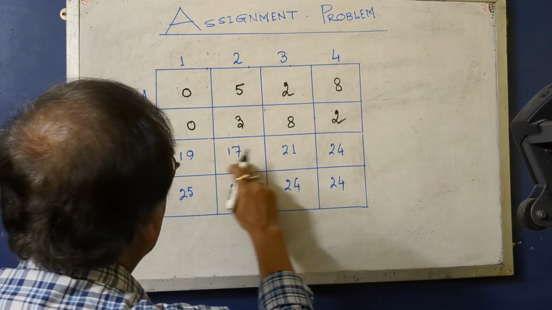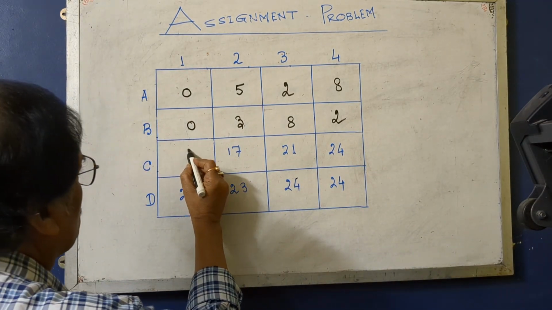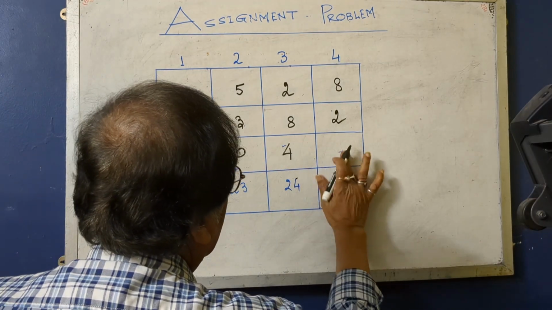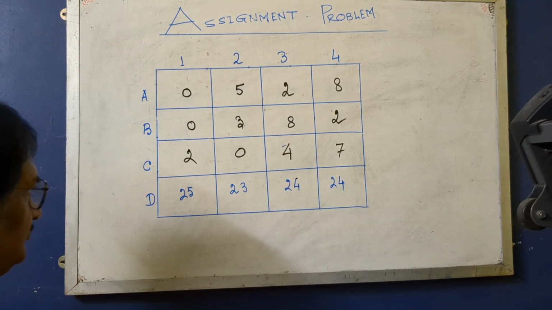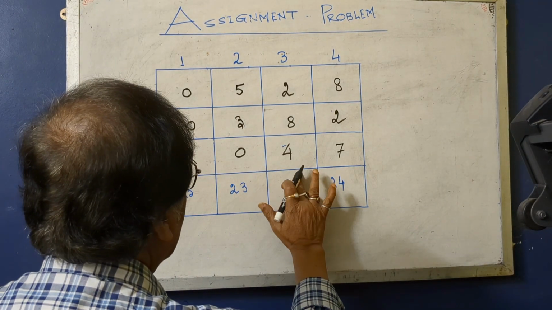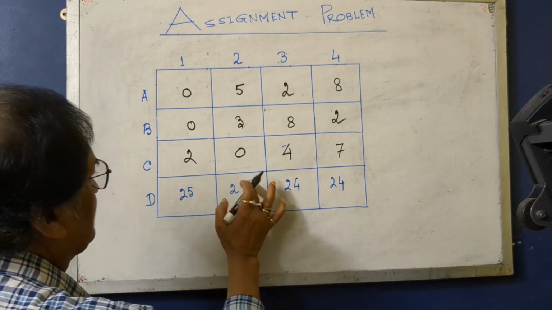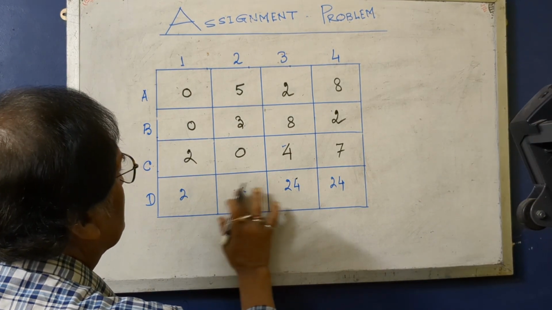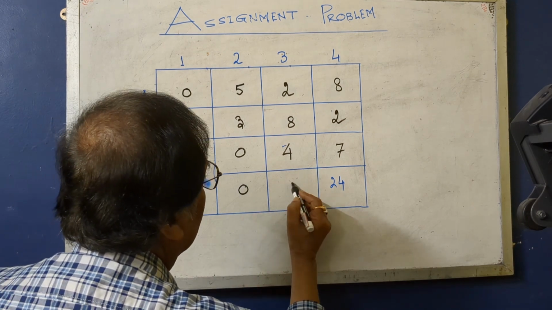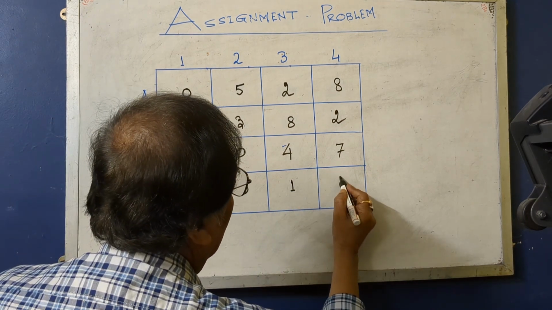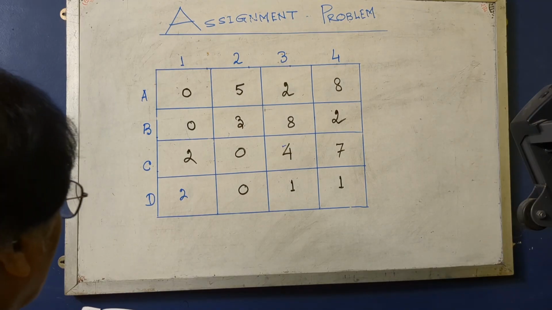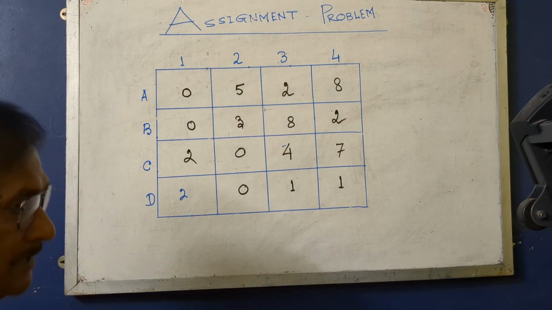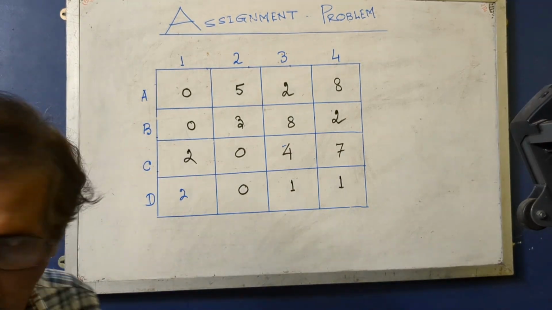For this row, the minimum element is 17. So this is 2, this is 0, this is 4, and this is 7. Okay. And for the last row, the minimum element is which one? Subtract 23 from all other elements. Then this is 2, this is 0, this is 1, and this is also 1. Let's check it: 2 0 1 1, 2 0 4 7, 0 3 8 2. Okay. Now the same process you have to do column wise.